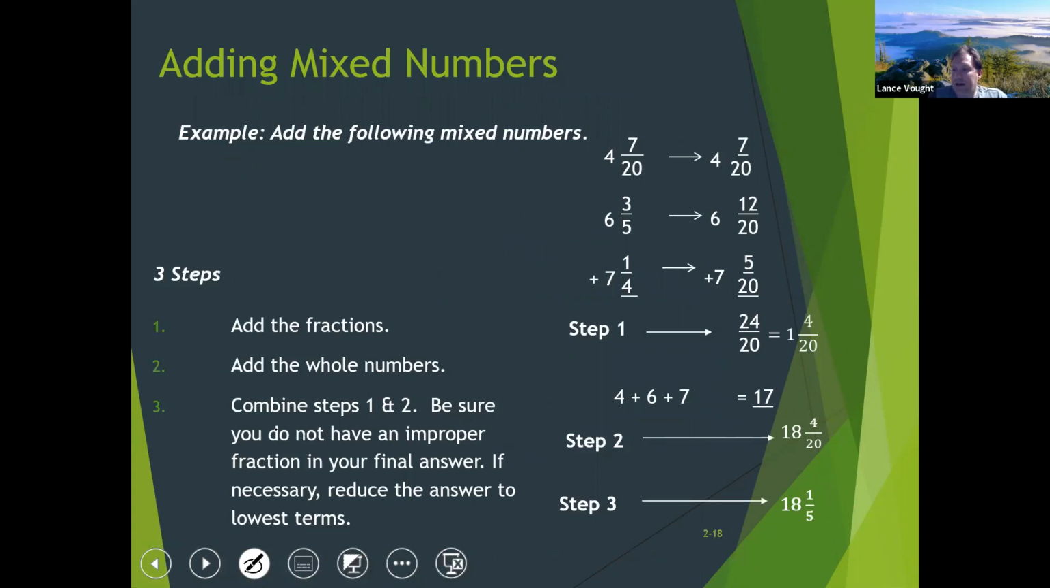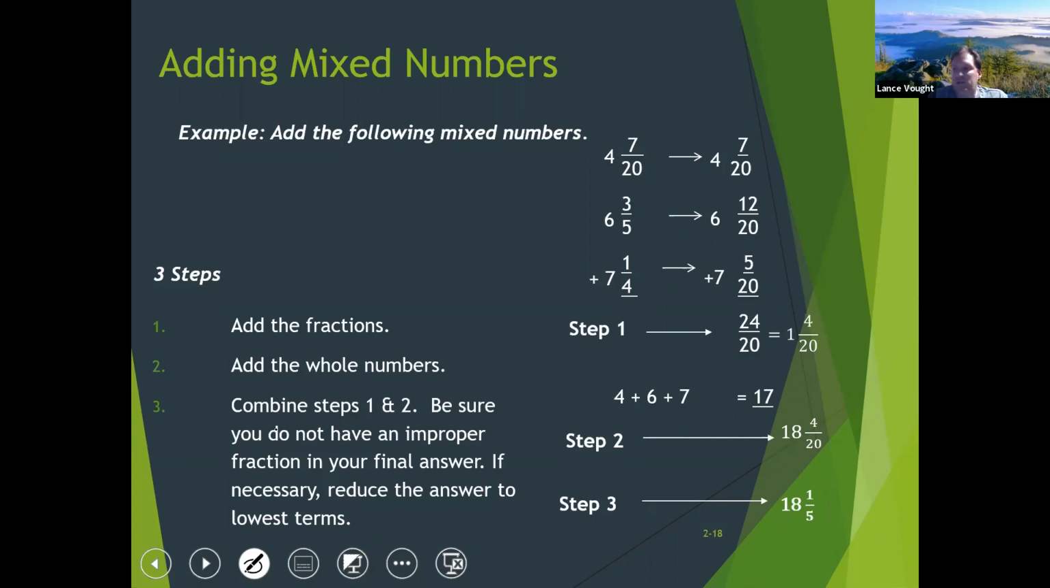So what if we want to add mixed numbers together? Well, if you want to add mixed numbers together, you don't have to worry about the whole number. The only thing that you have to worry about is the fraction and converting that to a least common denominator. And then the whole numbers are just whole numbers.